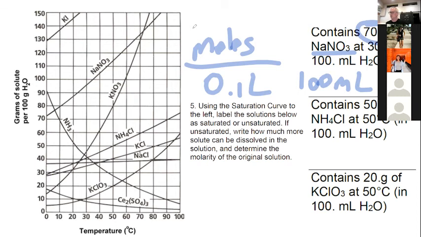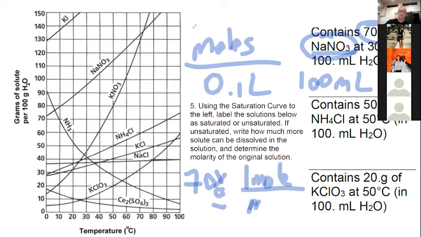So you just do 70 divided by 0.1. No, because you need the molar mass of sodium nitrate to determine moles. Oh, right. Okay. Yeah, so you take grams of sodium nitrate, so 70 grams times 1 mole over the molar mass, and then multiply that by 1 over 0.1 liters. That gives you moles over liters.